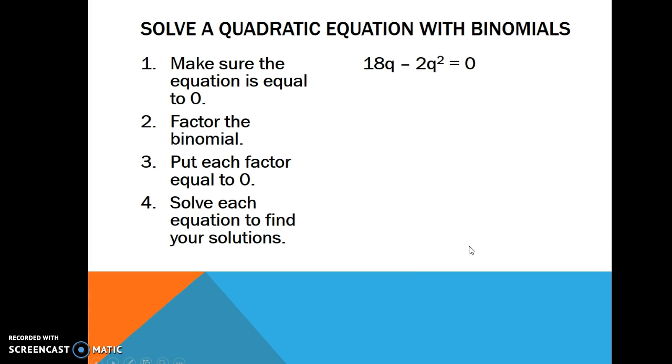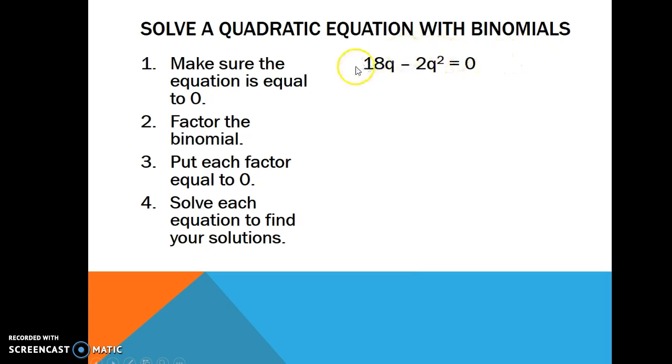Okay, so here are some steps that I've listed also for you in your notes for using factoring. I know I've included the word binomial in our steps, but it also applies to trinomials. Number one, we need to make sure our equation is equal to 0, so we're still thinking standard form equal to 0. Once we have it equal to 0, we're then going to factor it. After we have our factors, we're going to put each factor equal to 0, and then we're going to solve each of those equations to find our solutions.